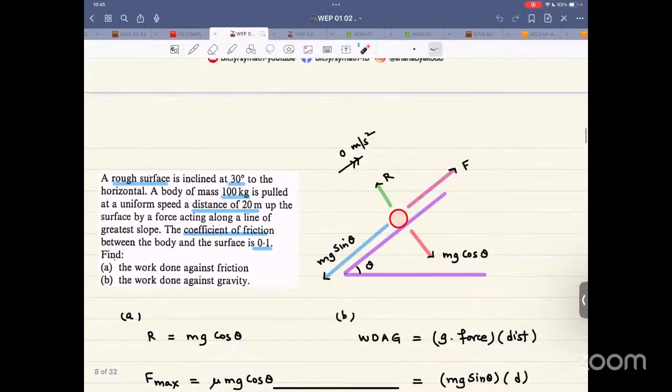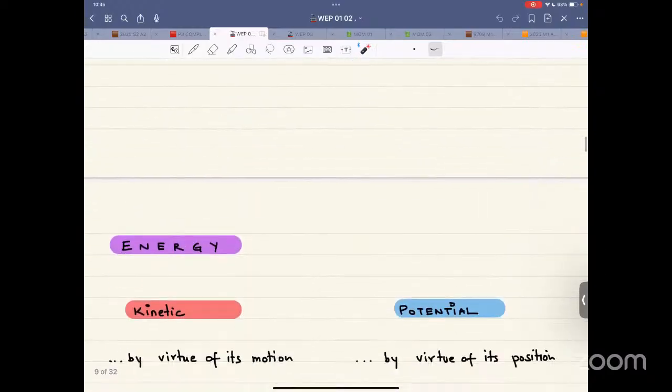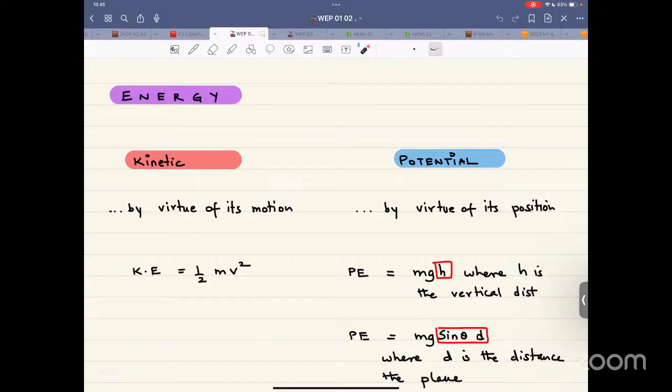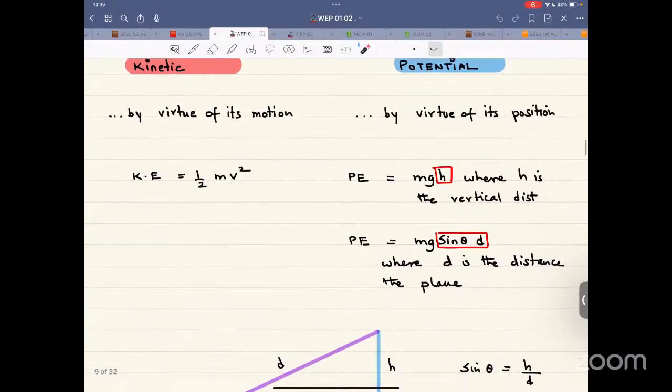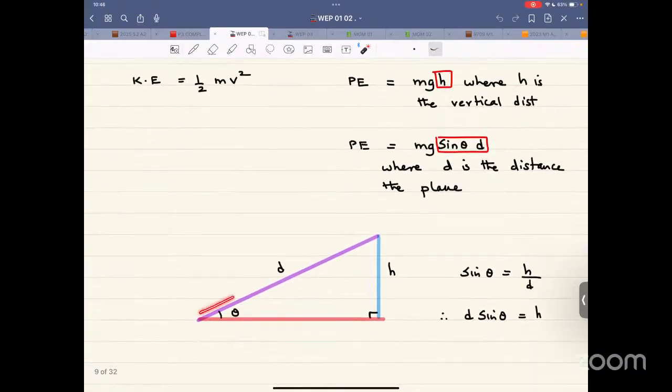So we're just focusing on the basic formulas. Energy, there are two types. The kinetic energy by virtue of its motion, the formula is this. Potential energy by virtue of its position. That is mgh, where h is the vertical height, or mg sine theta, the component along the plane, into distance.